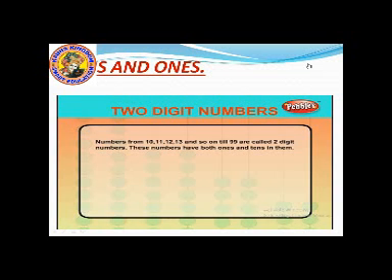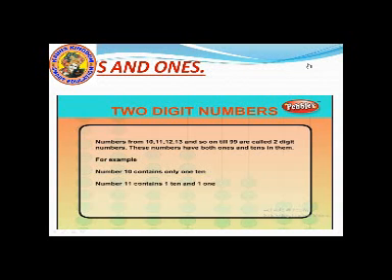Two-digit numbers. Numbers from 10, 11, 12, 13 and so on till 99 are called two-digit numbers. These numbers have both ones and tens in them. For example, number 10 contains only one 10. Number 11 contains one 10 and one 1. Number 12 contains one 10 and two ones.